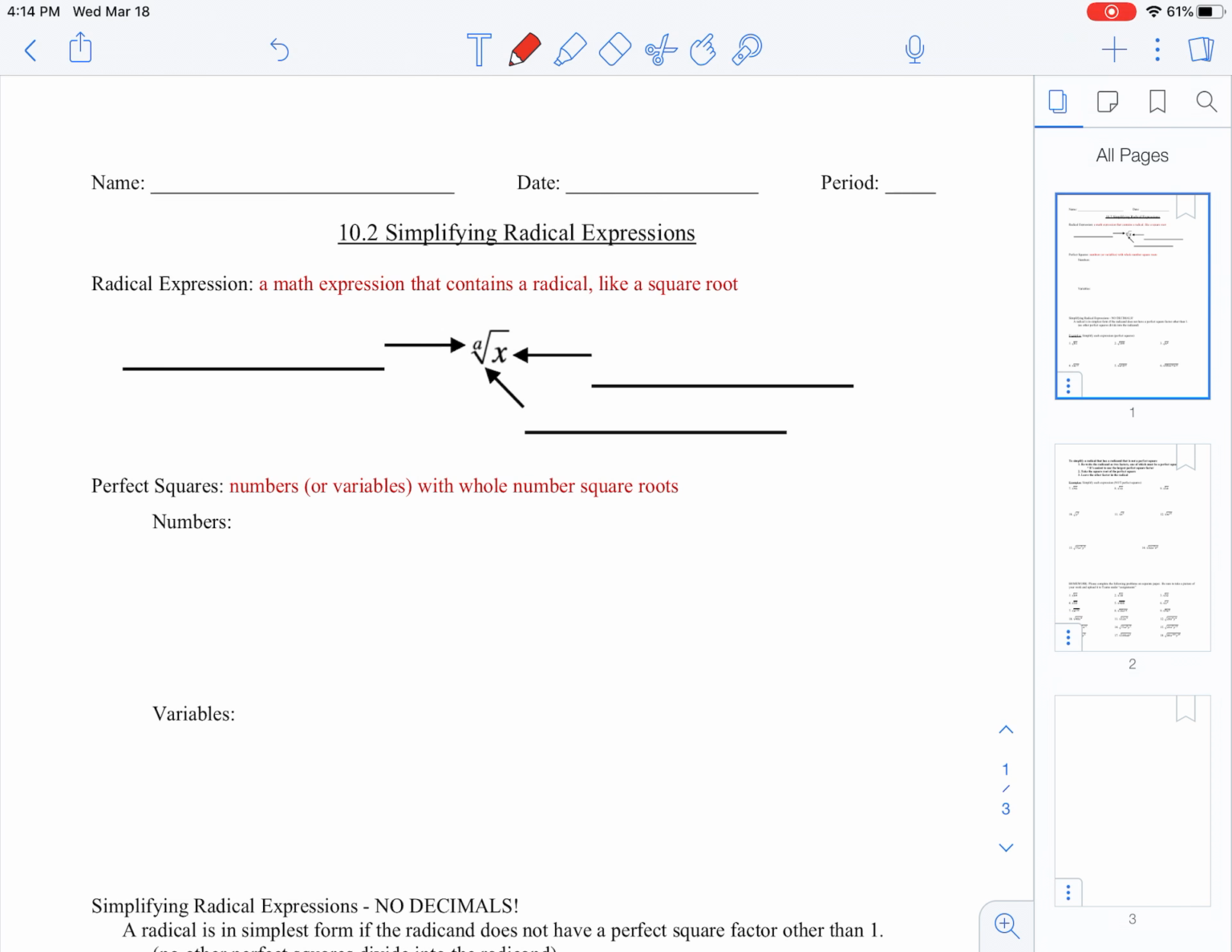But just to refresh your memory, here in the middle, you can see a radical expression. Remember that A represents the index. That tells you whether you're looking at a square root, cube root, fourth root. If there is no index, it's assumed to be a 2, and you're taking a square root. The radical symbol is here, and everything underneath of the radical sign is called the radicand.